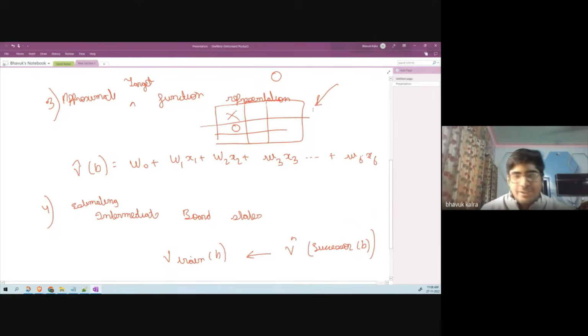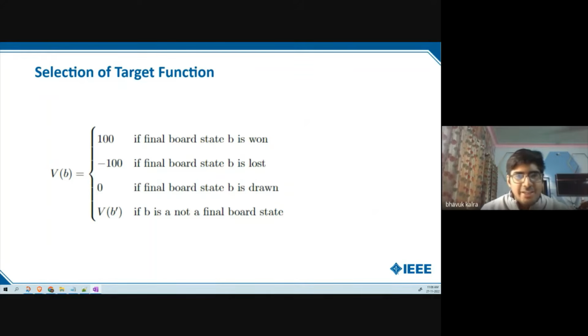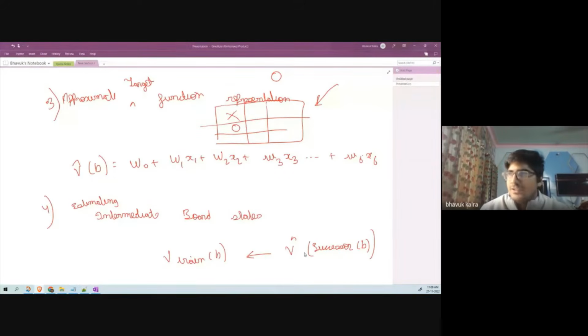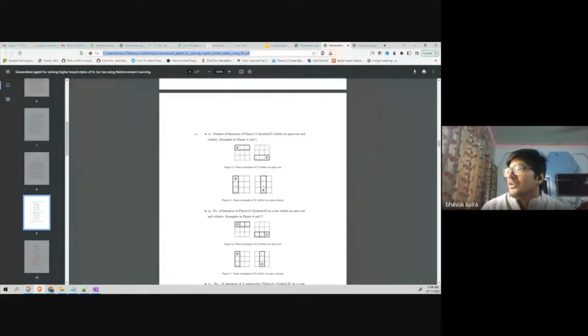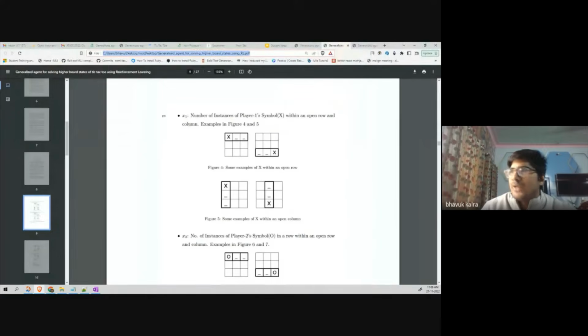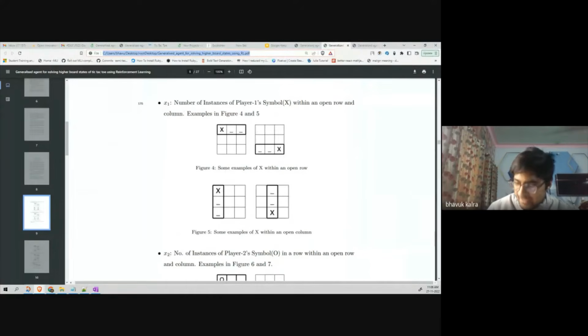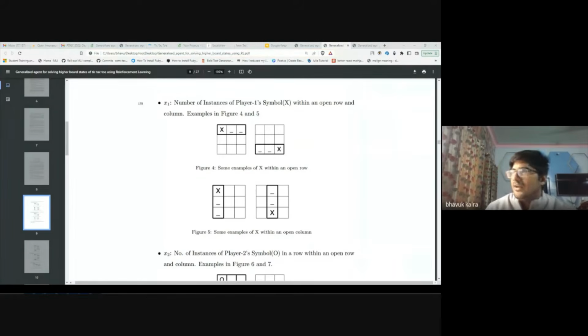So for the 3x3 tic-tac-toe, these are the board states that we have defined. These are the categories that we have taken for determining whether a board state is preferable or not. So let me zoom in over here and take you through this slide. We are taking the features as the following. We are taking x1 as a feature, where we are checking how many x's are in a row and how many x's are in a column.